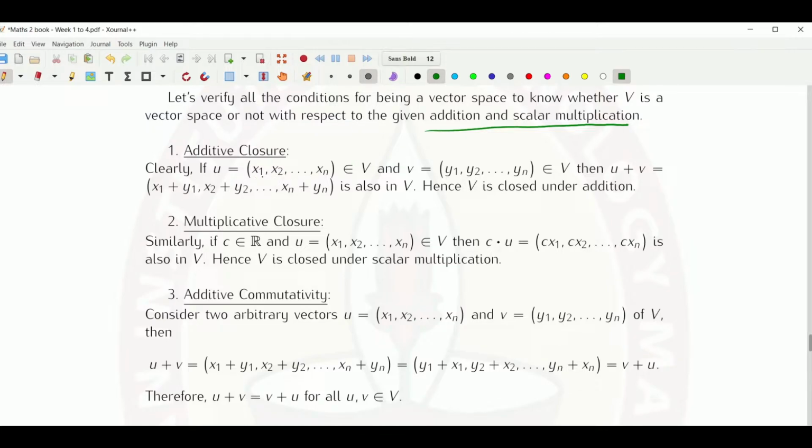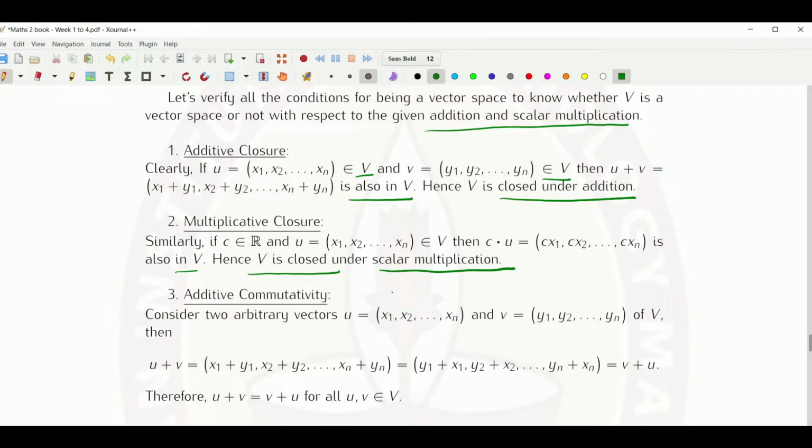Clearly, if u is equal to (x1, x2, ..., xn) belongs to vector space and v is equal to (y1, y2, ..., yn) belongs to vector space, then u plus v is equal to (x1 plus y1, x2 plus y2, ..., xn plus yn), which is also in the vector space, hence V is closed under addition. Multiplicative closure. Similarly, if c belongs to the real numbers and u is equal to (x1, x2, ..., xn) belongs to V, then c dot u is equal to (cx1, cx2, ..., cxn), which is also in the vector space, hence V is closed under scalar multiplication.